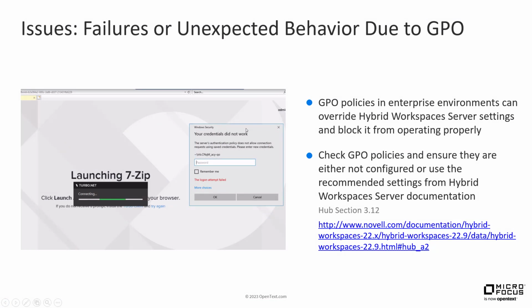Moving on to some issues that we've seen, there could be unexpected failures or unexpected behavior due to GPO settings that are common in enterprise environments. You should check the GPO policies and ensure that they're not configured or use the recommended settings from the Turbo server documentation. And we have a link to the documentation here.